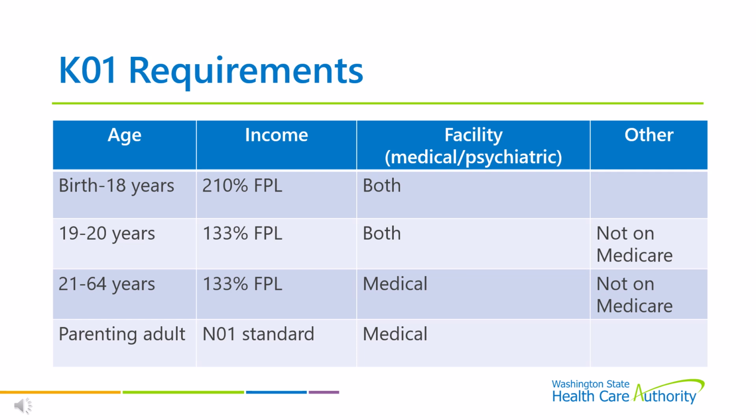From age 21 through age 64, the income requirement is equal to or lesser than 133% of the federal poverty level. The facility requirement must be a medical facility only. Another requirement for this age group is the individual cannot be on Medicare. Parenting adult. The income requirement follows the N01 income standard. The facility requirement must be a medical facility only.